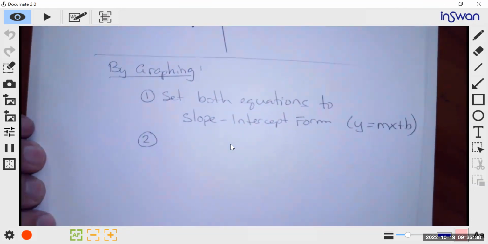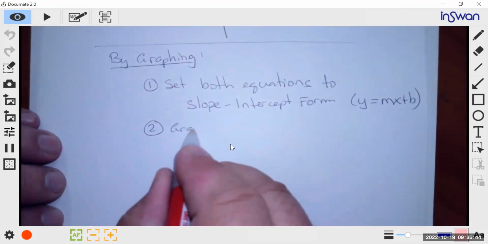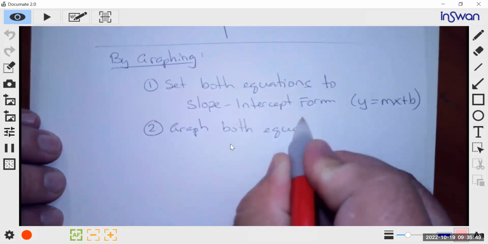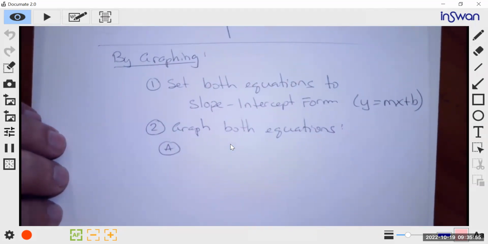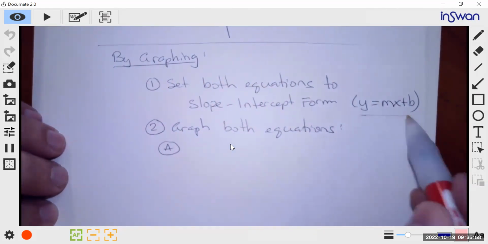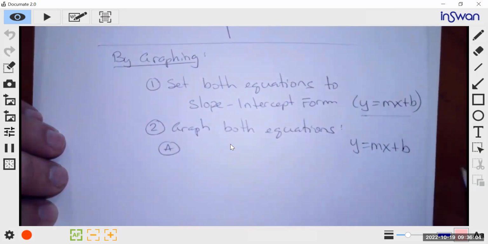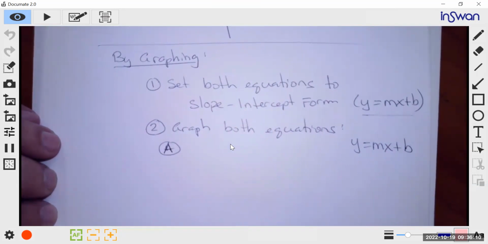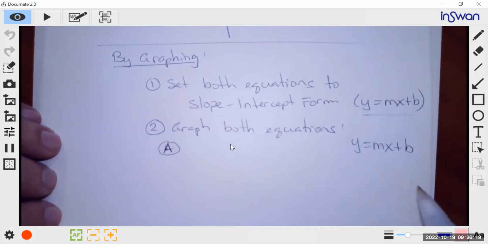Once you get both equations in slope intercept form, what do you do? Graph both equations. How do you graph them? Remember your equations and y equals mx plus b. How do you graph them? You already found y. That's what you did in the first step. You put it in slope intercept form, y equals.